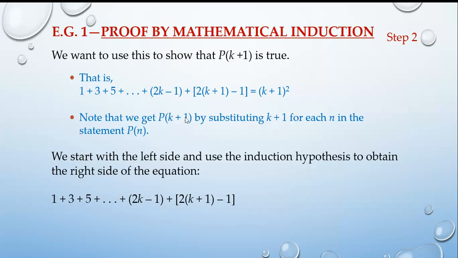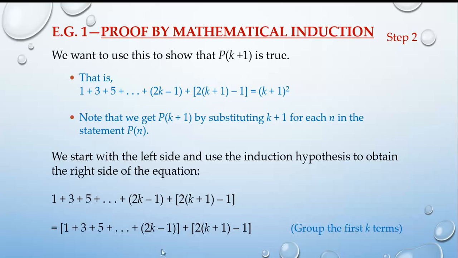Okay, so what is our left side? That is 1 plus 3 up to 2k minus 1, plus 2(k plus 1) minus 1. Now what do we do here? We group the first k terms. What will be our first k terms? Up to here these are the first k terms, because this is the k plus 1 term. So this is up to the kth term, right? Now by our induction hypothesis, what is our value of Pk? The sum of these numbers is equal to k square. So we put k square in place of all these terms.